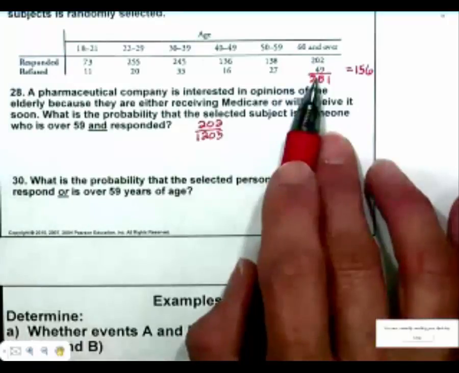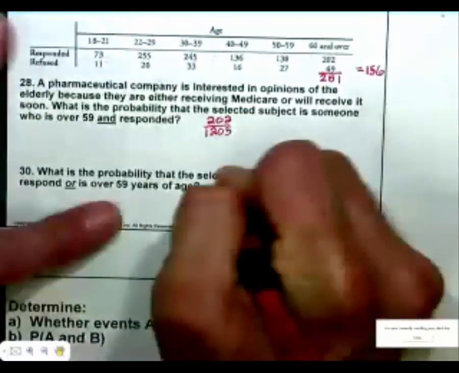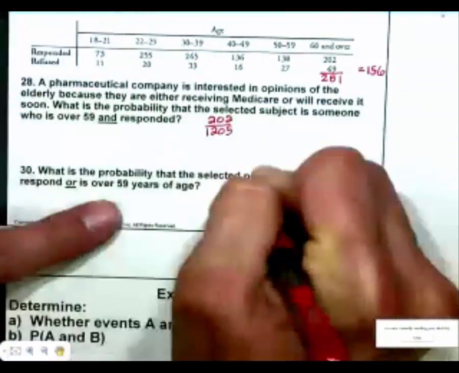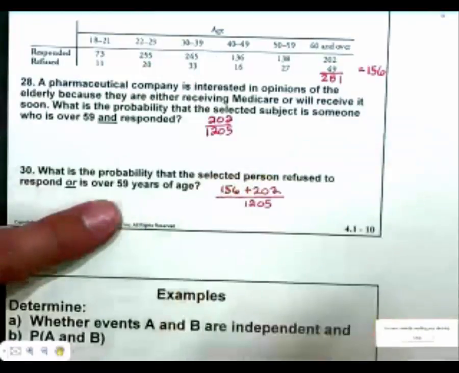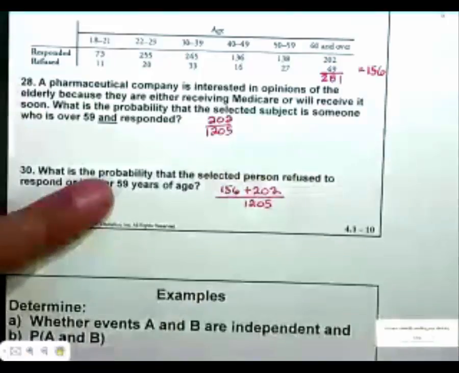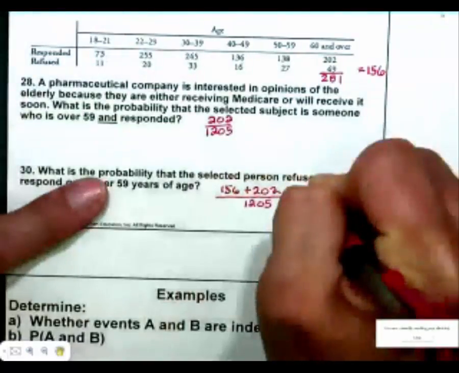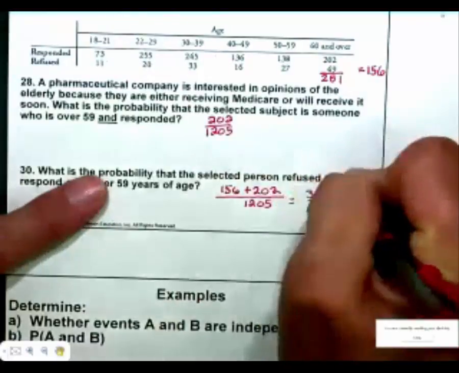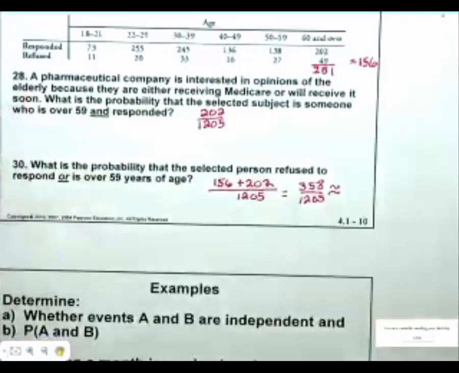So I'm just going to say 156 plus 202 over 1205 would be 358 over 1205. It's going to be darn close to 25%. Somebody give it to me to 3 decimal places. 0.297? Do I have a second? Okay, 0.297.